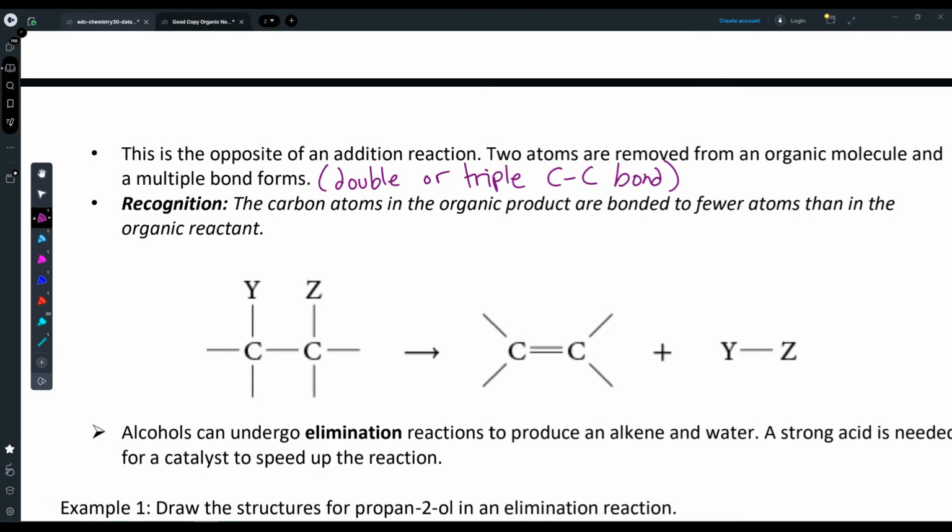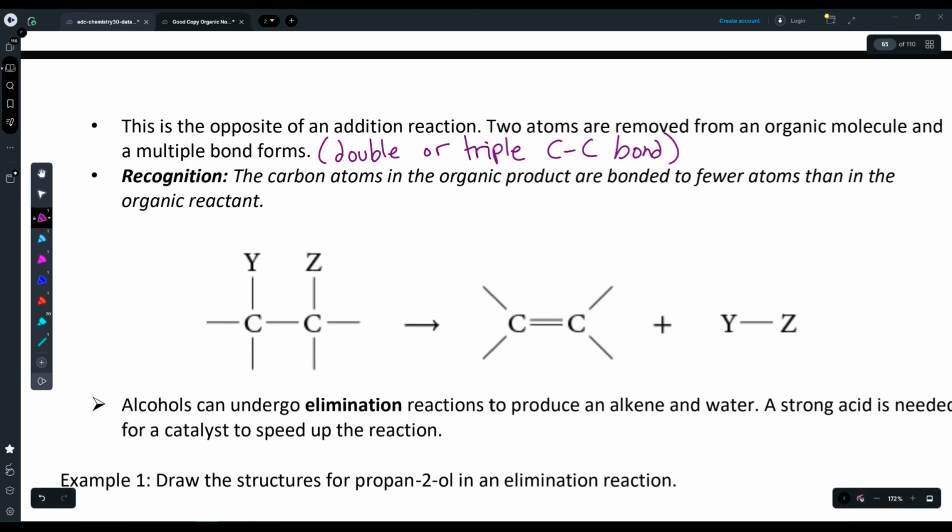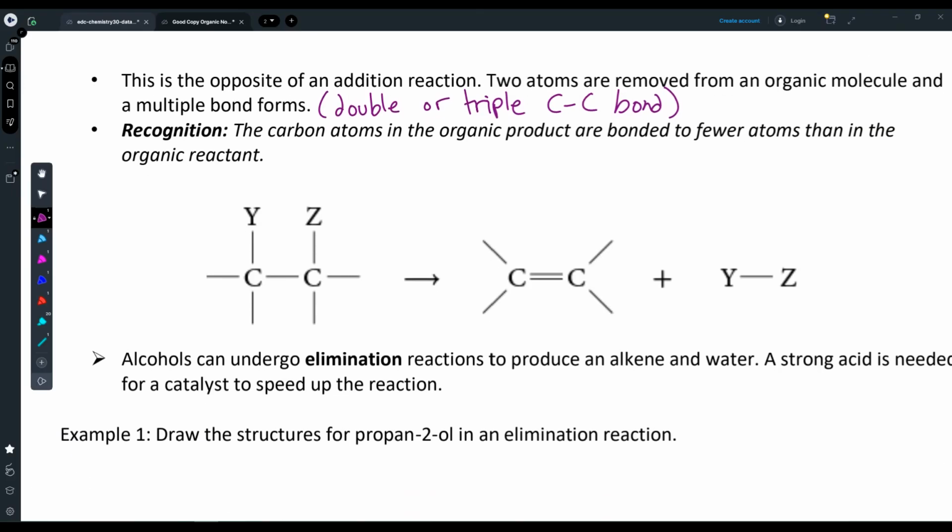Here we have a template of how this happens. We have some hydrocarbon that has a single bond between two carbon atoms, and as two atoms are removed from the compound, they go off and form their own compound, and as a result, the single bond between those two carbons turns into a double bond.